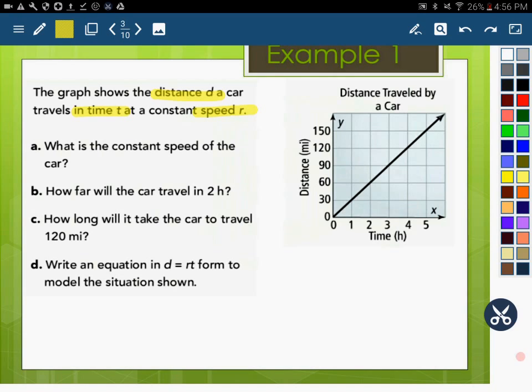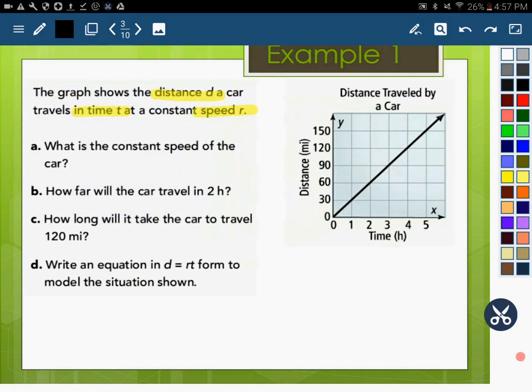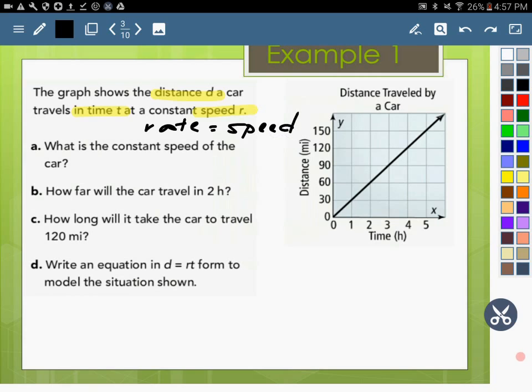Now you may be thinking, well, why did they call speed r? That's probably because a lot of times speed is called rate. So I'm going to write that down just as a little reminder here. Okay, rate is like saying speed. So that's why they're labeling r as speed, because they mean the same thing.